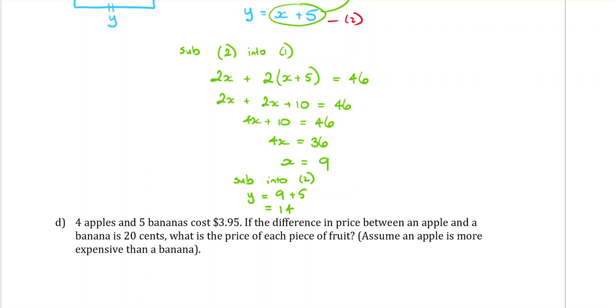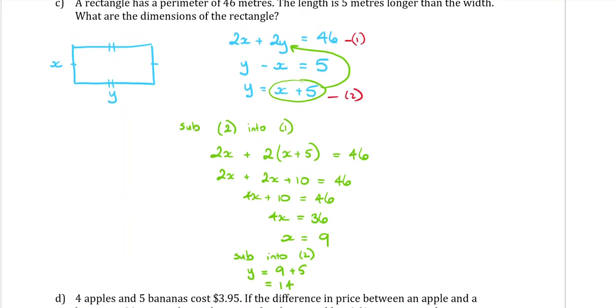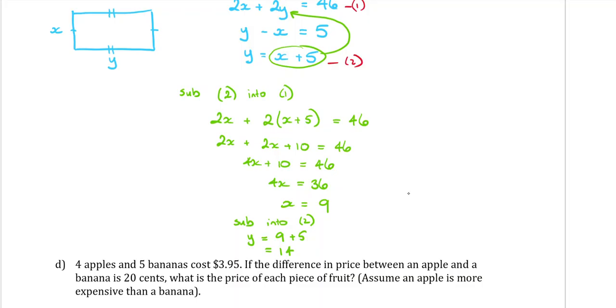So x is 9 and y is 14, but remember that x and y are the dimensions of the rectangle. So let's write that in a little sentence. The dimensions of the rectangle are 14 meters by 9 meters.